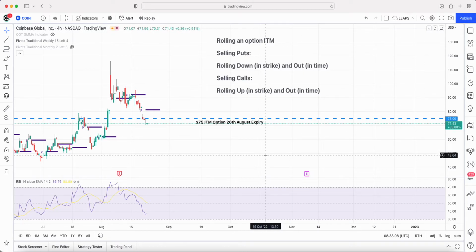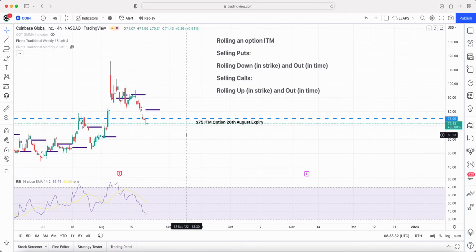Now, what this basically means is by August the 26th, so this Friday, I'm shooting this on the 23rd, if Coinbase stays below $75, I will either be assigned 100 shares or my broker will margin call me if I don't have the collateral to take assignment of 100 shares. So that's not a good place to be in.